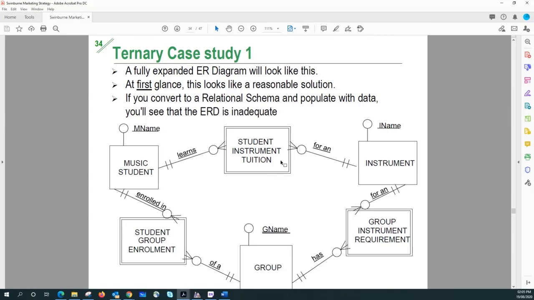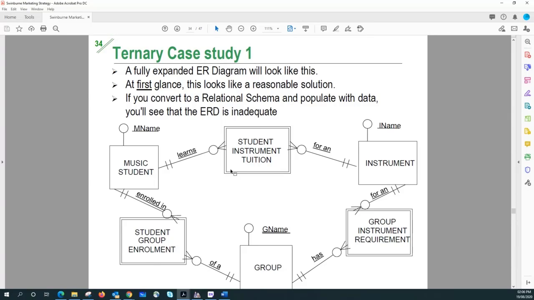I say student instrument tuition, right? And then here I say student group enrollment. So which student enrolled in which group. That's what it shows in this weak entity. Here, group instrument requirement. So which group has which instruments, right? So that's the information recorded here.